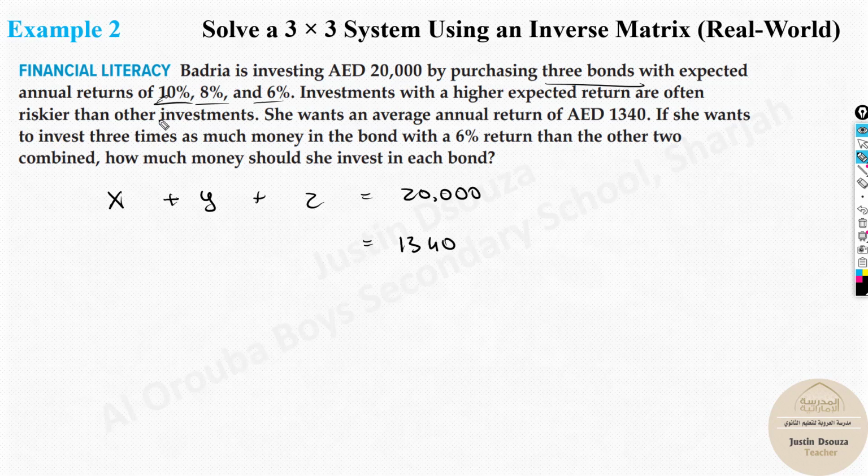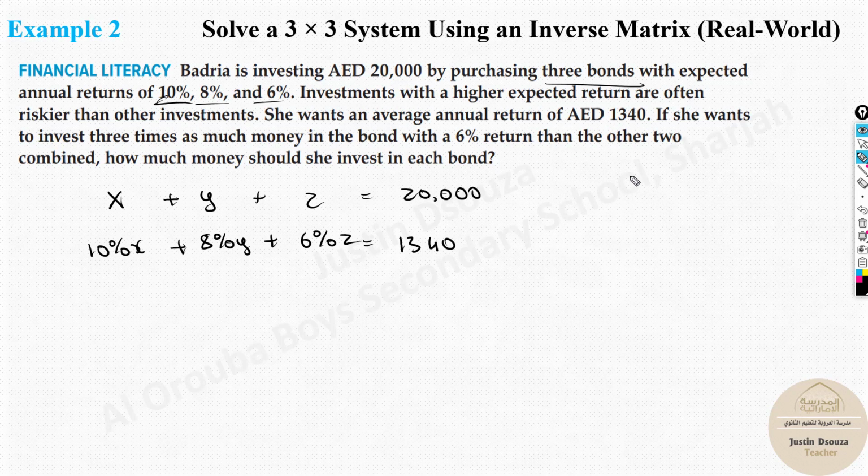The returns from x is how much? 10%. So I'll write 10% of x. So 10% of this particular bond plus 8% of the second bond plus 6% of the last bond will give you annual returns of so much. So 10% of whatever investment was done over here, added to the 8% and the z at 6%, the third one, you must get so much. These two are pretty easy, already mentioned. The last sentence is the third equation.